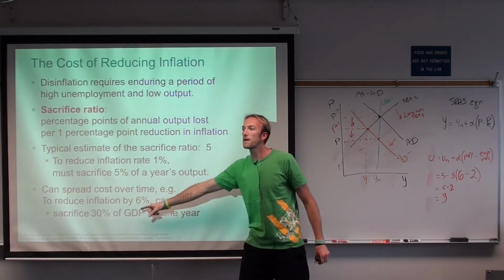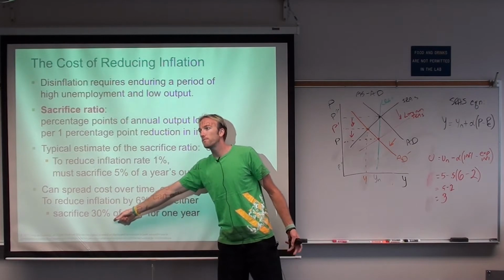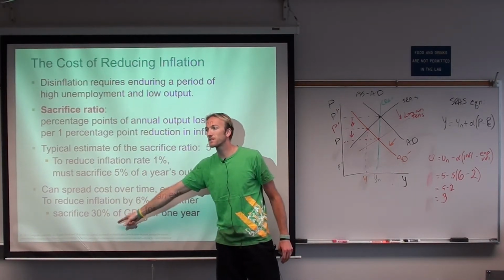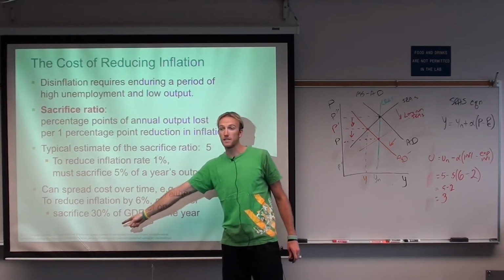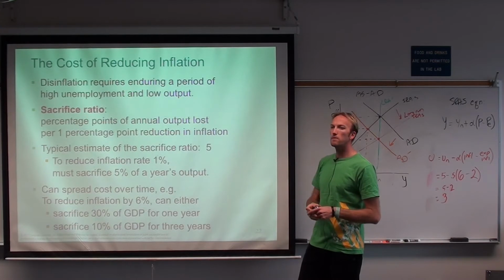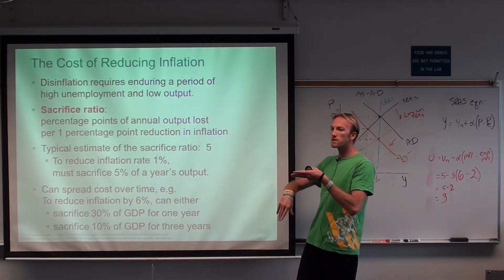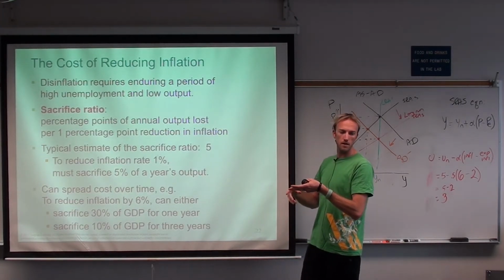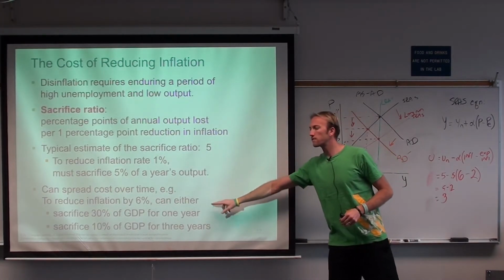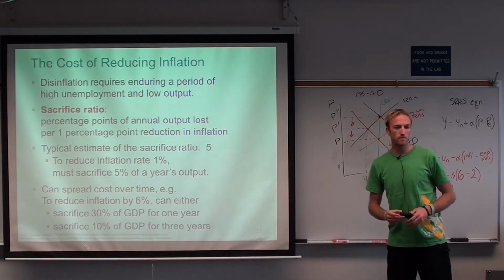That means if I make $30,000, then next year I'm only going to make $20,000. No, that's going to make a lot of people homeless or something. That's really bad. So what you do, you spread it out over a couple of years. So maybe you can give up 10% and then 10% and then 10% of your GDP for 3 years in order to bring the inflation down, right?